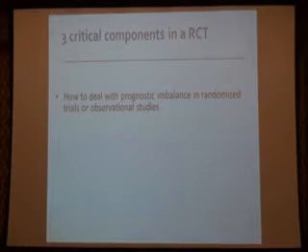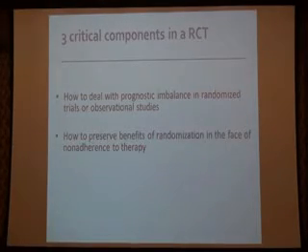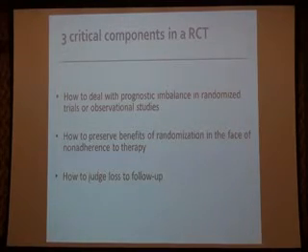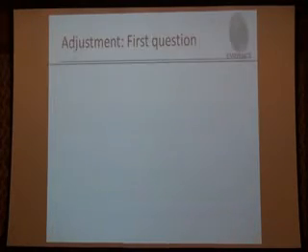How do we deal with prognostic imbalance? Sometimes we do randomization, but the study is still unbalanced. And what do we do if patients do not adhere to therapy? How can we try to save the study? And finally, how do we judge the loss to follow-up? I think you had discussed this in your groups. Let's try to recap how to go with these 3 aspects.